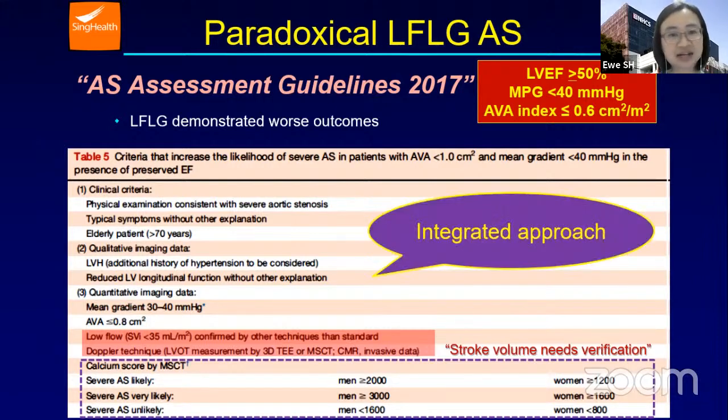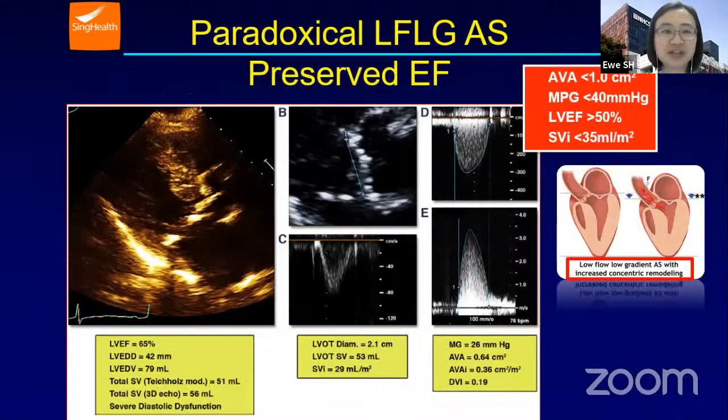Sometimes the guidelines recommend that we verify the flow across the valve by looking at whether the stroke volume is really reduced. So we use another multi-metric approach of looking at the stroke volume using either 3D echo or CMR to ascertain that this is truly a low-flow state because of low volume.